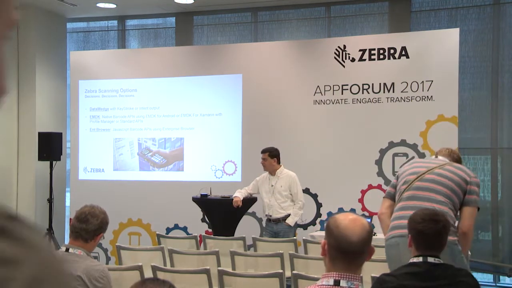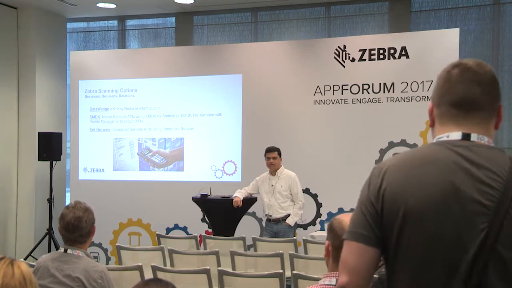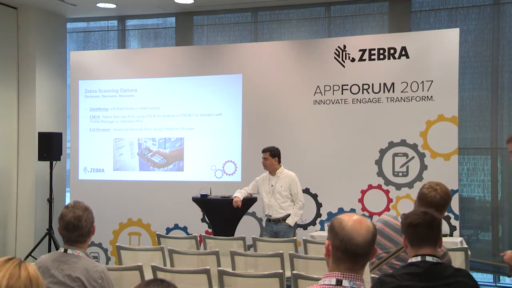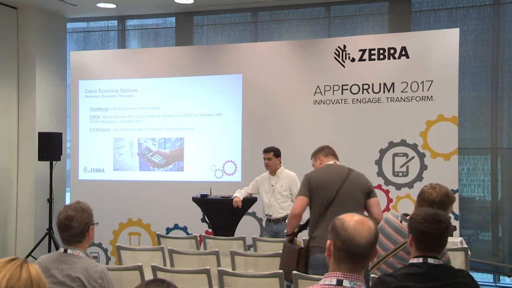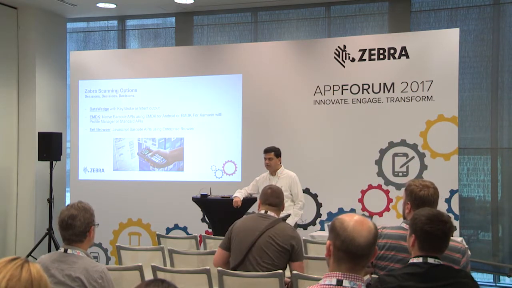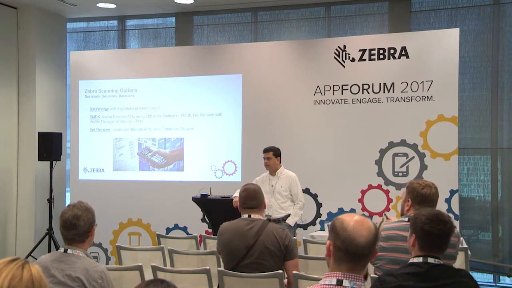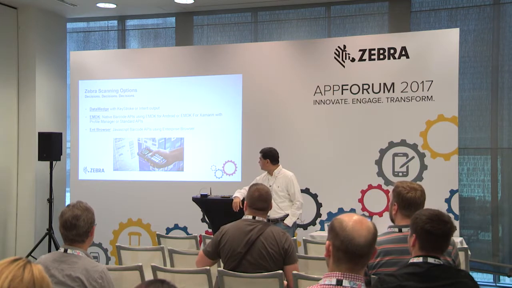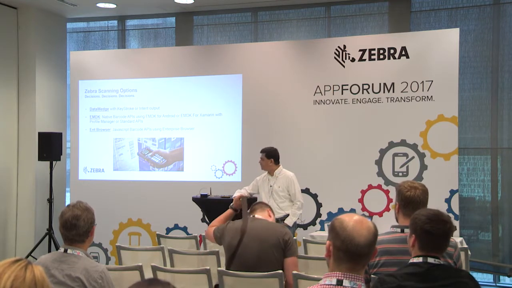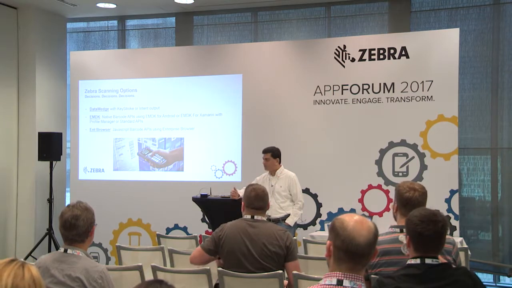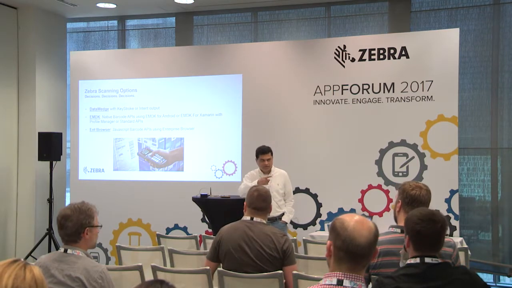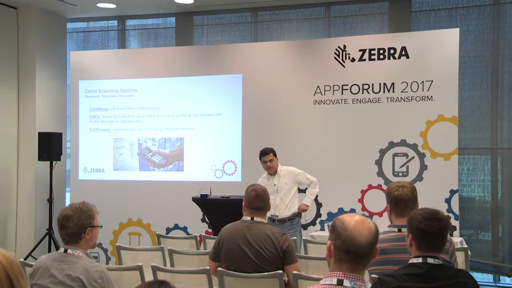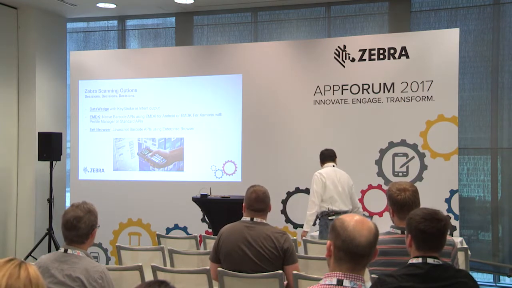And then you have EMDK. EMDK is an SDK. That means you're writing an application, you're writing code to do the scanning for you, using Java or Xamarin. And the last option is Enterprise Browser. As it says, it's a JavaScript Barcode API using Enterprise Browser. And you're also using Enterprise Browser, right? DataWedge, mostly. Okay. All right.